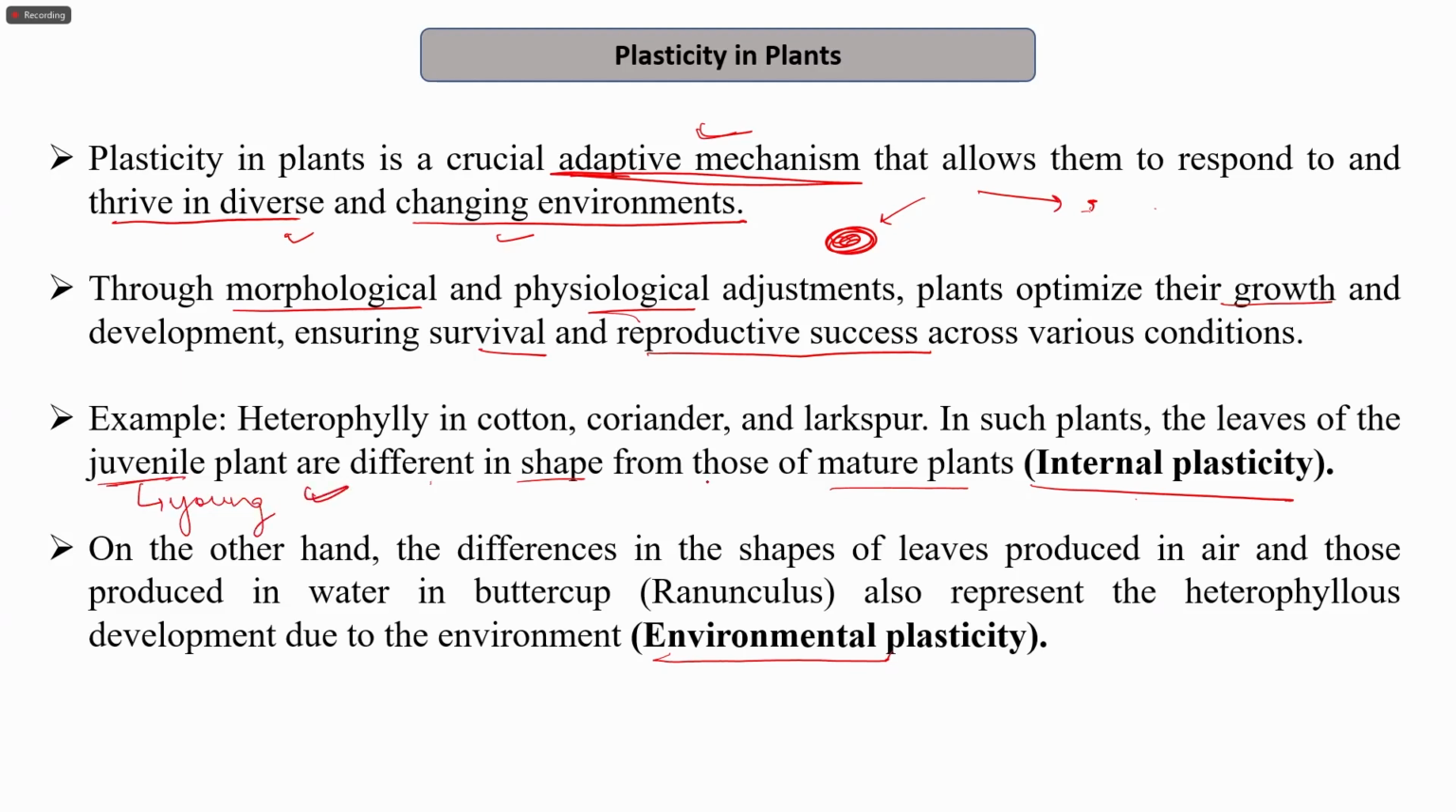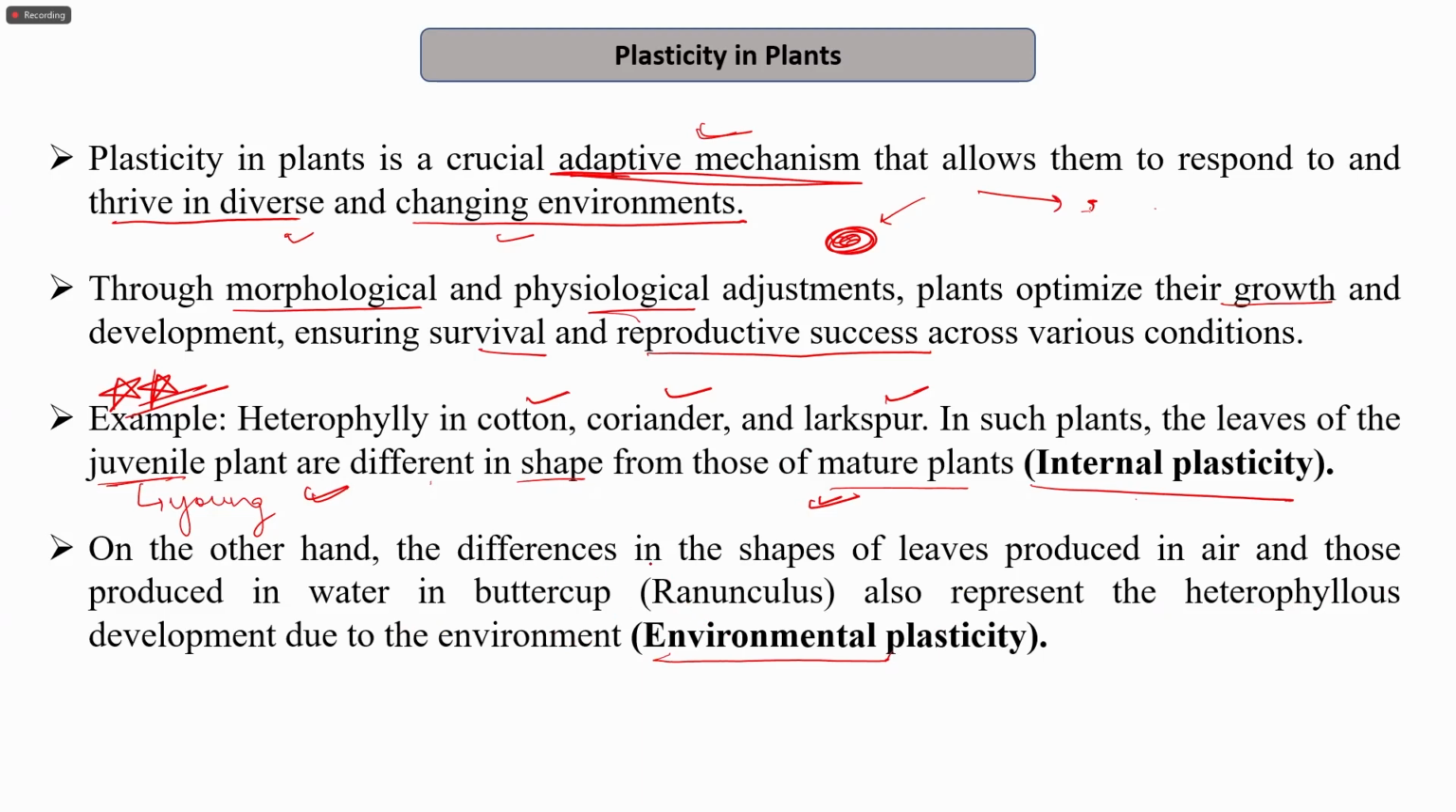So the leaves of the young plant are different in shape than the mature plant. For example, the heterophylly in cotton, coriander, and larkspur. This is important. The examples are important. Heterophylly is observed in cotton, coriander, and larkspur, in which the juvenile plants are different in shape from those of the mature plants. So this is internal plasticity.